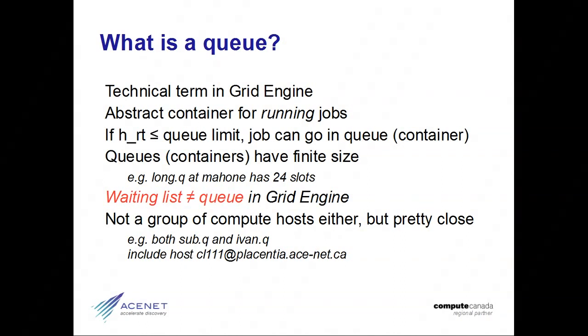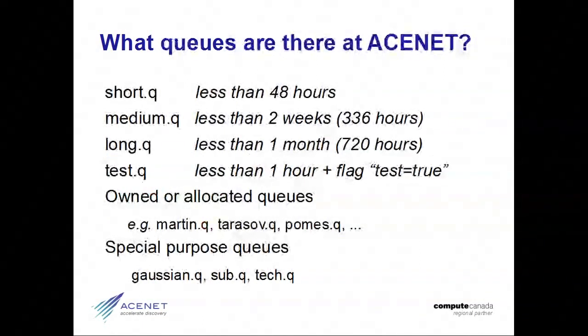You can think of a queue as being a chunk of the cluster that is assigned to jobs with certain characteristics. The characteristic at ACENET is runtime. So the 4 major queues that you should know about at ACENET are short queue, medium queue, long queue, and test queue. I've already told you a bit about test queue, although I didn't call it by that name. I call it the test resource. Less than 1 hour runtime, and you have to say test equals true in order to get there.